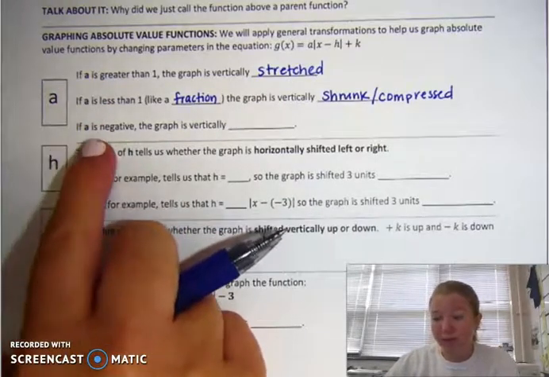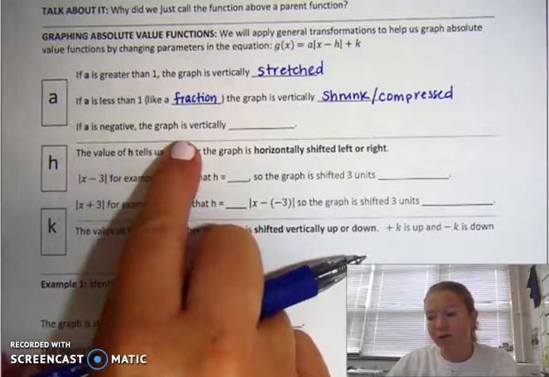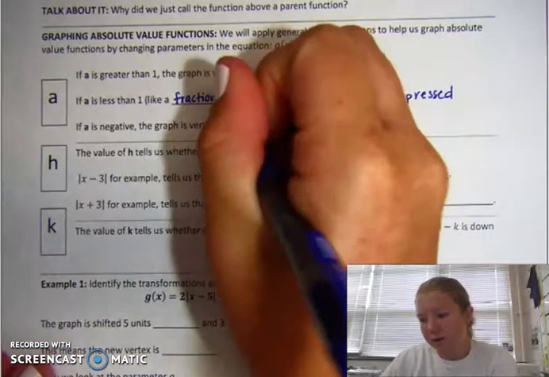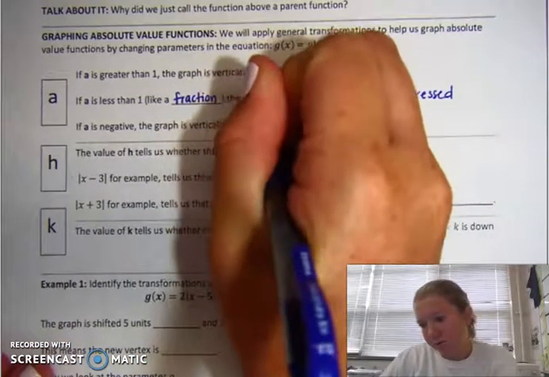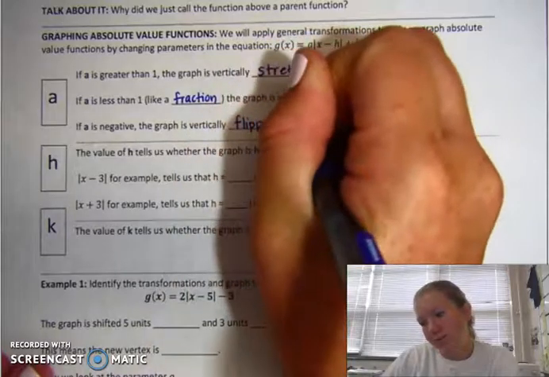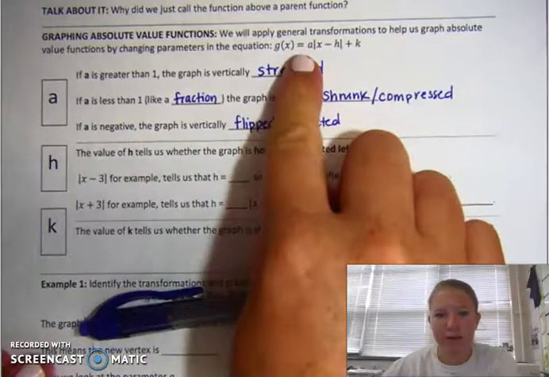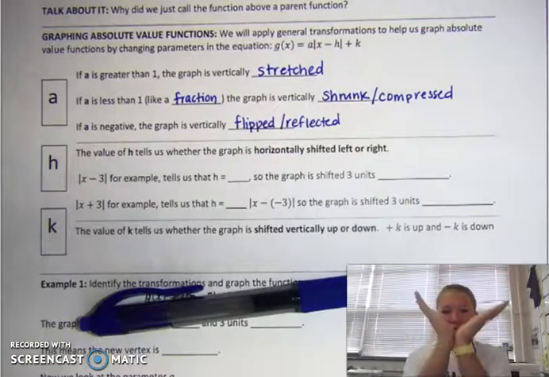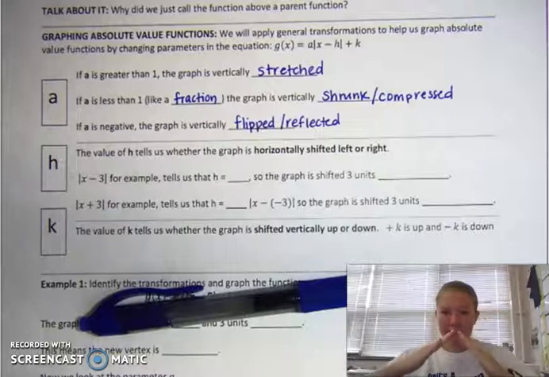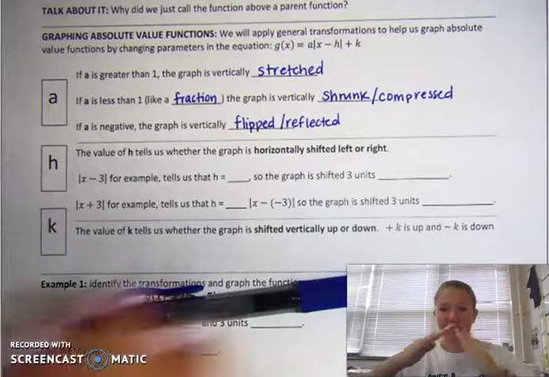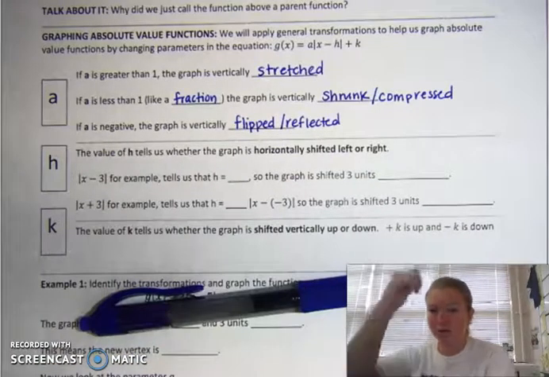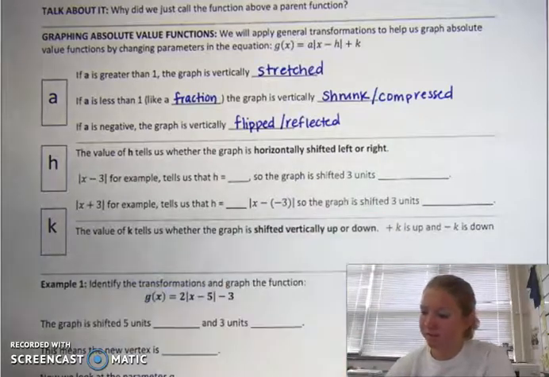Now, if A is negative, the graph is vertically flipped or reflected. So if there's a negative in front of this A value, the V goes from here to here. It's upside down. Okay, and that's a vertical flip over the x-axis.